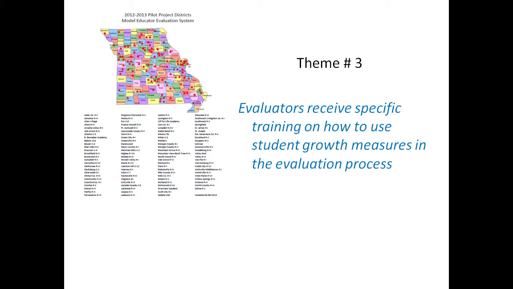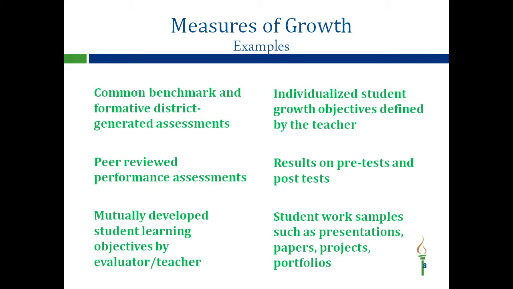process of educator evaluation. A wide variety of different sources can be used to provide data on the extent of a student's growth in learning. These sources include state assessment data where it is available. It should also include other examples like common benchmark assessments, performance assessments, measures of mastery of student learning objectives or growth objectives, results from pre-tests and post-tests, and other measures from a variety of different student work samples.